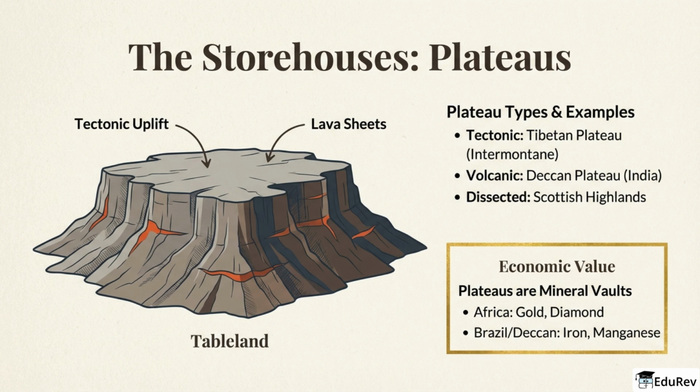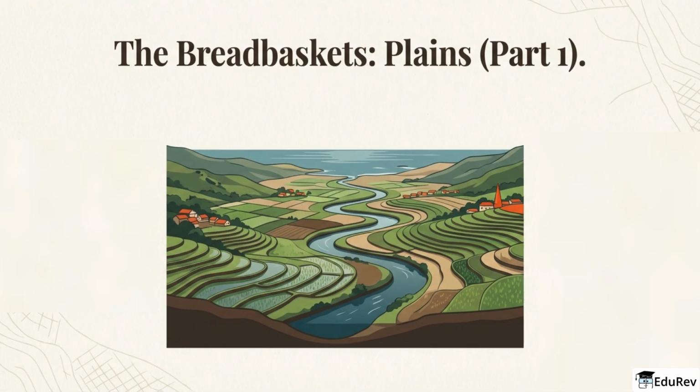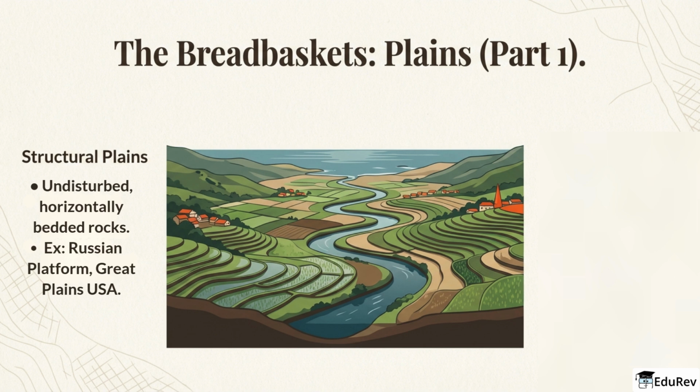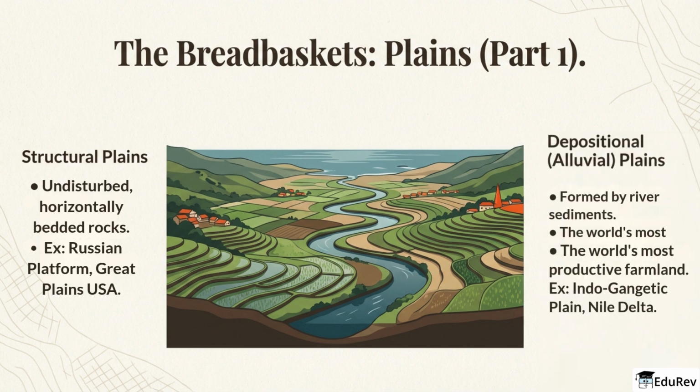Now we go to the landform that feeds civilizations. Now let's talk about plains, the breadbaskets. Two types are shown. Structural plains are formed on undisturbed, horizontally bedded rocks. Examples given are the Russian platform and the Great Plains of USA. Then depositional, also called alluvial plains. They are formed by river sediments. They are described as the world's most productive farmland. Examples given are the Indo-Gangetic Plain and the Nile Delta.